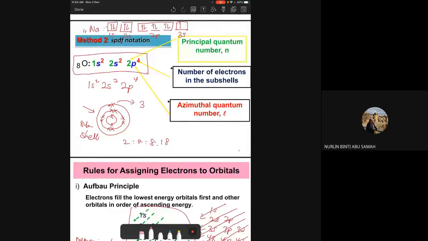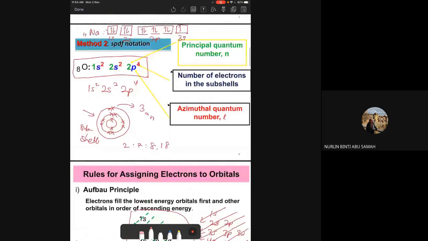Betul. Okay. Pada petala 3 ni, inilah sebenarnya prinsipal quantum number. Sekarang ni benda yang kamu dah belajar kat sekolah tu, maksudnya konsep yang kamu dah guna pakai, kamu faham sebelum ni sama je dengan apa yang kamu belajar sekarang. SPDF notation ni, cuma yang ni lebih detail. Faham tak? Faham doktor. Okay.